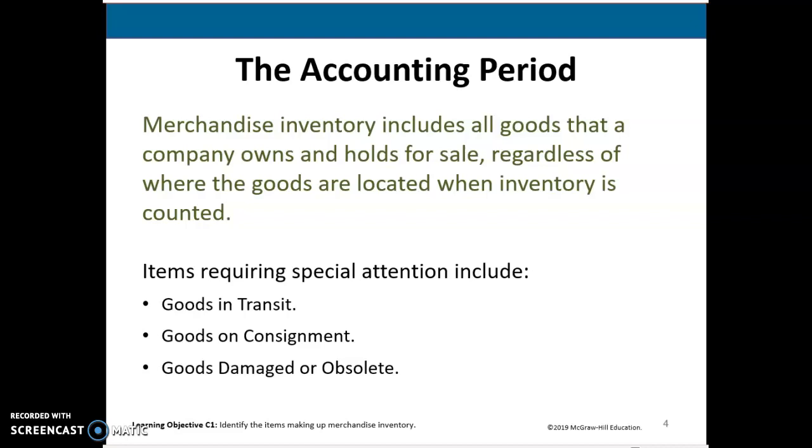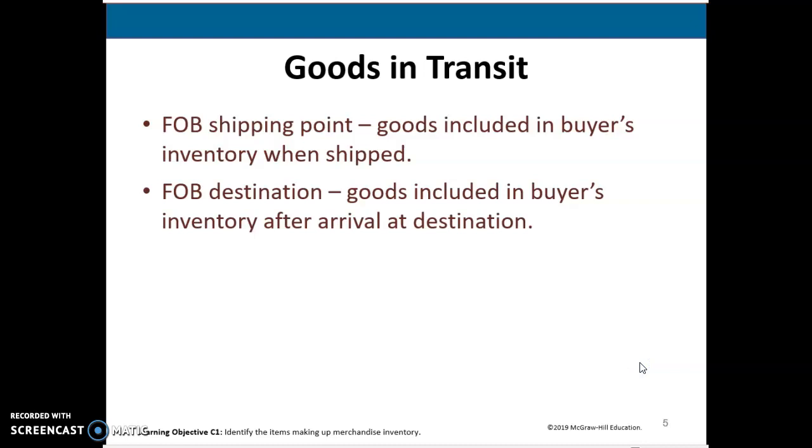All right, so the first thing we have to think about is what is included in that merchandise inventory. So it's going to include all goods that the company owns and holds for sale. So that doesn't matter if it's something that's in our warehouse or in someone else's. If we own it, that's what's included in merchandise inventory. We have to look at a couple of things that are a little bit different, and those are going to be goods in transit, goods on consignment, and goods that are damaged or obsolete.